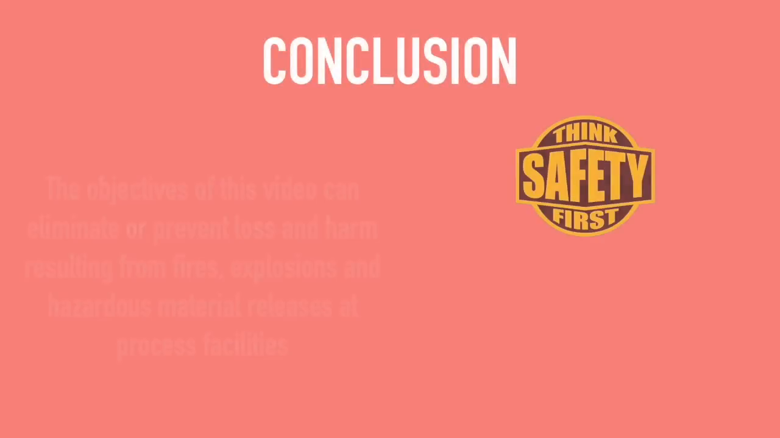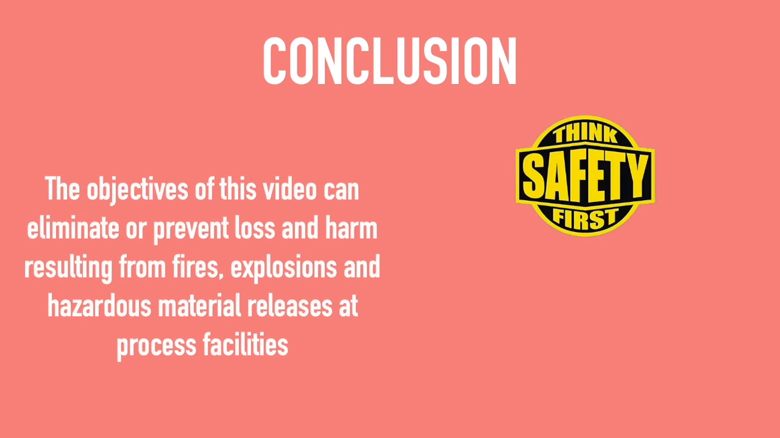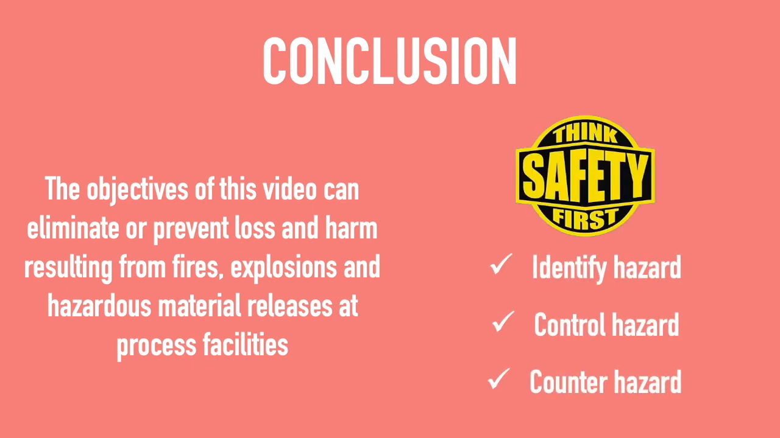In conclusion, process safety is very important to eliminate loss and harm resulting from fires, explosions, and hazardous material releases at process facilities. In order to do that, process hazards need to be identified, followed by controlling the hazards and countering them with effective safeguards.